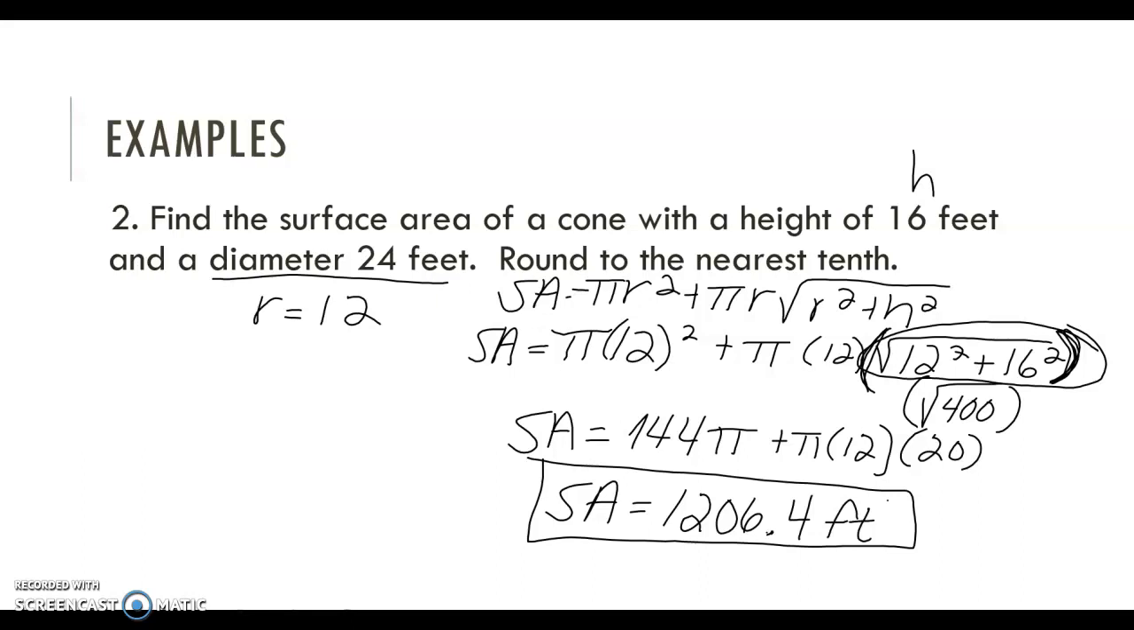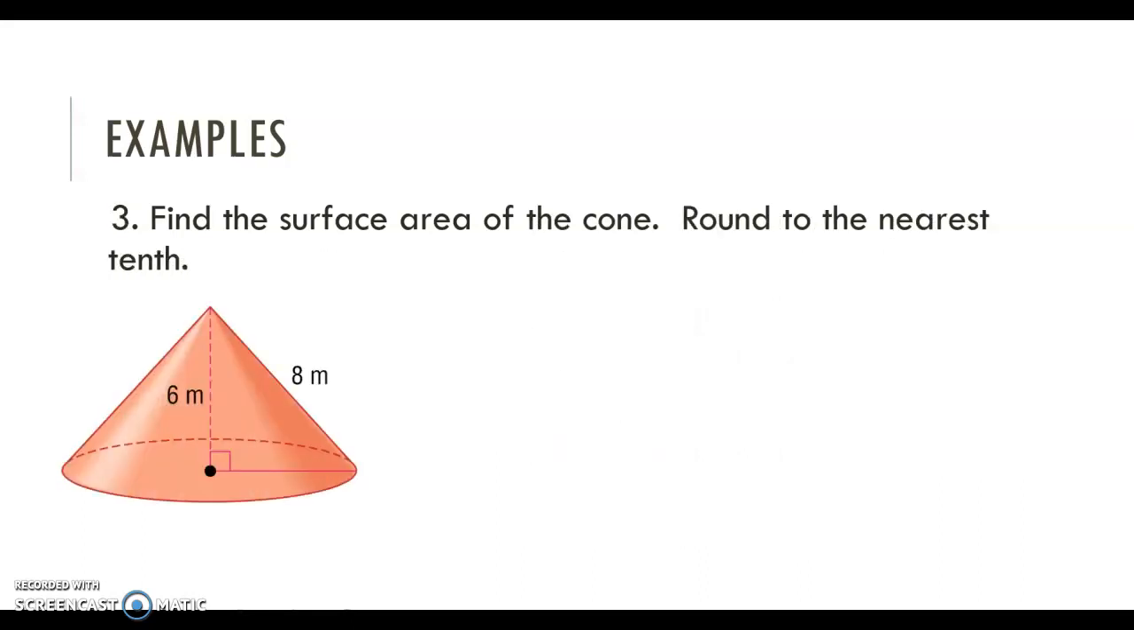So this one, we have our picture here. Looks like I'm given the height, and it looks like I'm given the slant height, and I'm missing the radius. Let's go ahead and use Pythagorean theorem first to figure out what this radius is, and then we'll start substituting in. So I'm going to call this r for radius. So I'm going to have 6 squared plus r squared equals 8 squared.